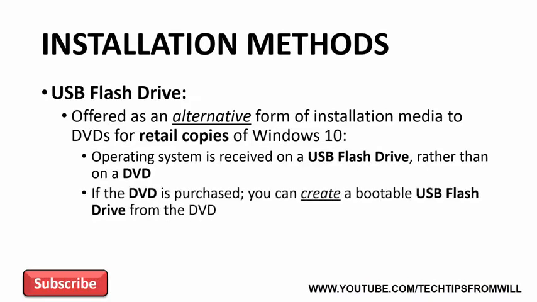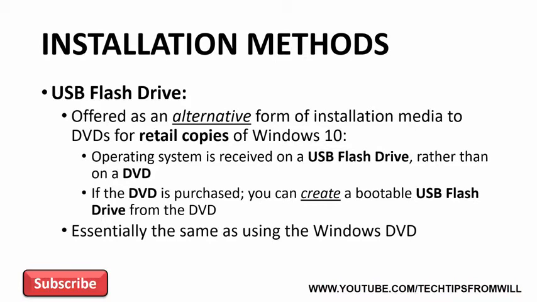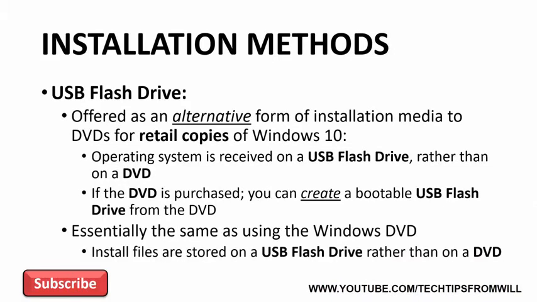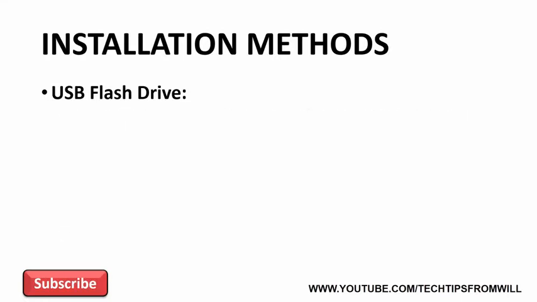Of course, if you were to purchase the DVD instead of the USB flash drive, you can always purchase your own USB device and create a bootable USB flash drive using your Windows DVD later on. Installing Windows 10 with a USB flash drive is essentially the same as using the Windows DVD. The only difference is that the install files are stored on a bootable USB device rather than a DVD.